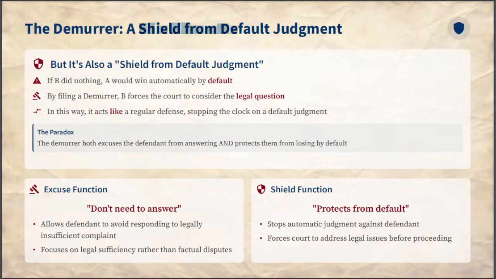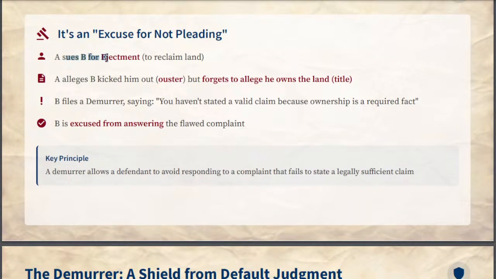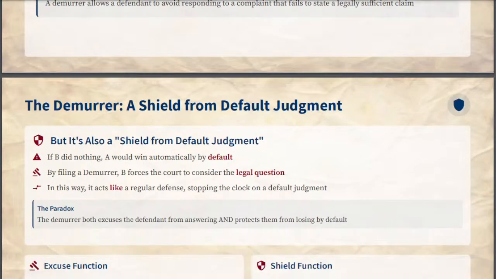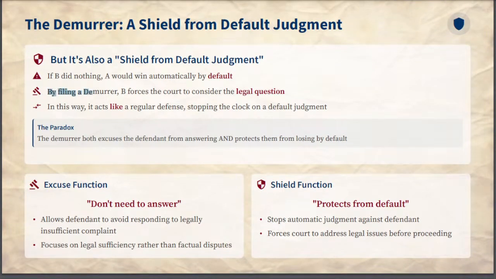Demurrer is also a shield from default judgment. So look at this. As I said, as an answer, if B did nothing, A would win automatically by default. So again, just to remind us, A sues B for ejectment because A alleges B kicked him out. Okay, but if B did nothing, A would win automatically by default. By filing a demurrer, B forces the court to consider the legal question. You see this? In this way, it acts like a regular defense, stopping the clock on a default judgment.